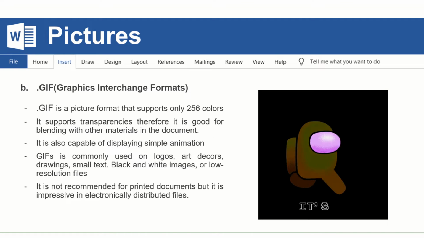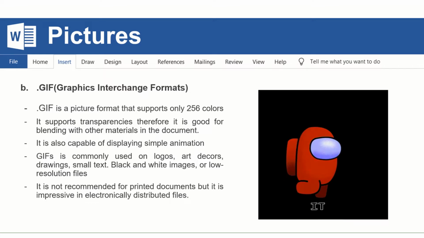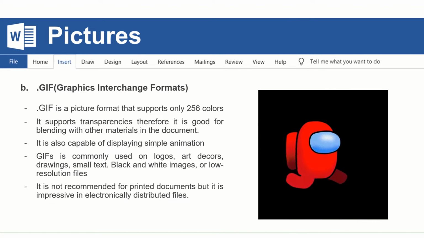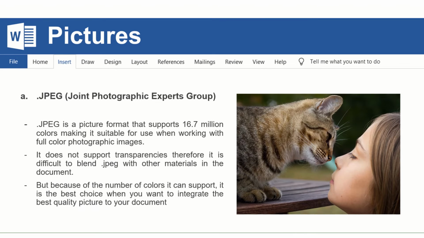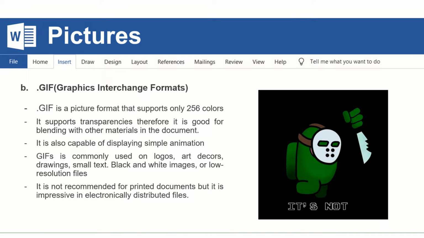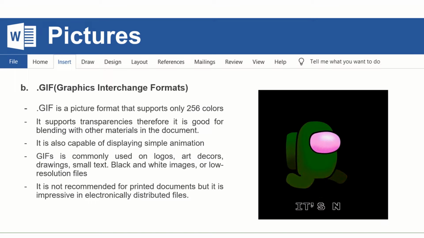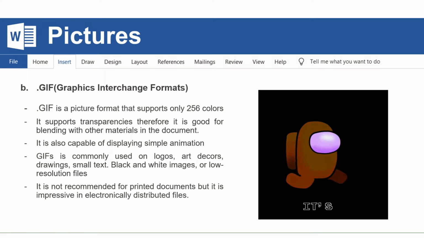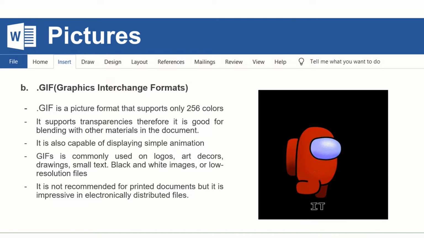Next, we have GIF or the Graphics Interchange Format. GIF is a picture format that supports only 256 colors, compared to JPEG, which supports 16.7 million colors. It supports transparencies unlike JPEG. Therefore, it is good for blending with other materials in the document. It is also capable of displaying simple animation.